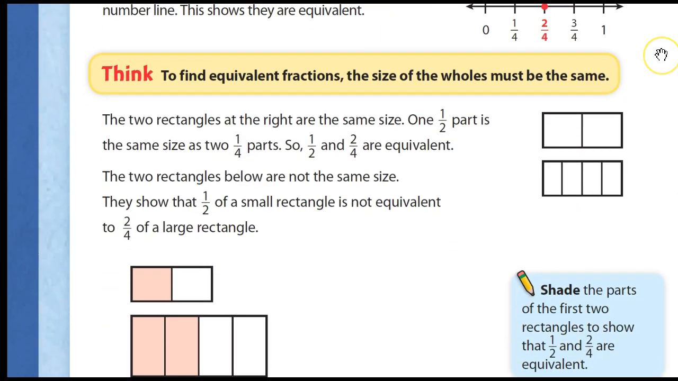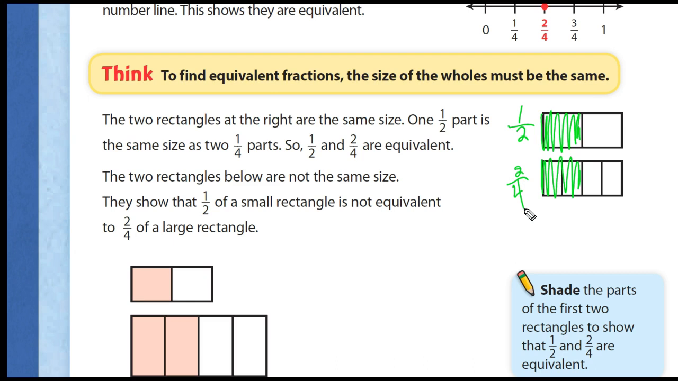So look at the two rectangles at the right. The two rectangles at the right are the same size. One half part is the same size as 2 1/4. So that means this is the same thing as this. Here I have a half, and here I have 2/4. And those are equivalent fractions. They mean exactly the same.